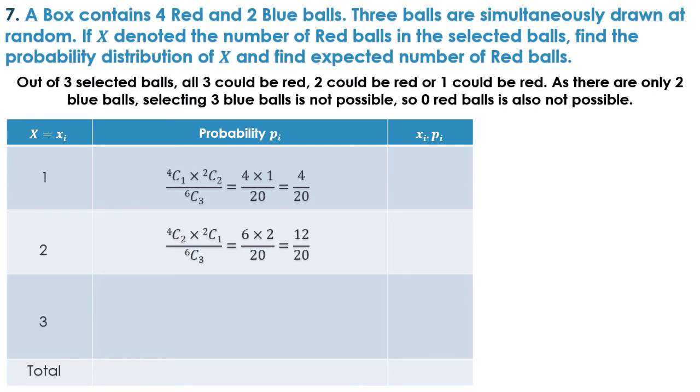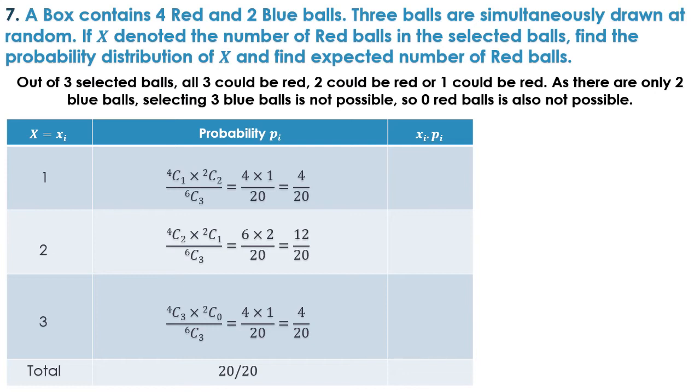Now the last one, we are selecting 3 red balls out of the 4 red balls. Because all 3 balls are red, 0 blue balls will be selected. So 4c3 into 2c0; 4c3 is 4, 2c0 is 1, so 4 ones are 4. So when you make a total of all these probabilities, you get 20 upon 20. Now we just need to multiply our probabilities with the values of the variable. This is your probability distribution.